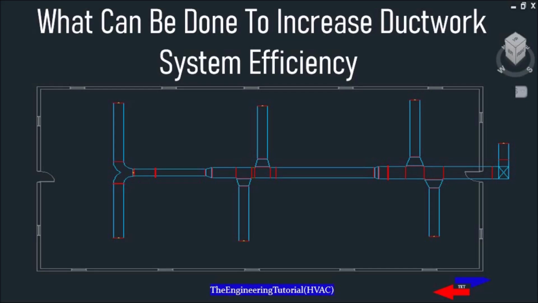Hello there guys, in this video I would like to talk about some important points which will play an important role in the efficiency of ductwork and what can be done to increase ductwork system efficiency.